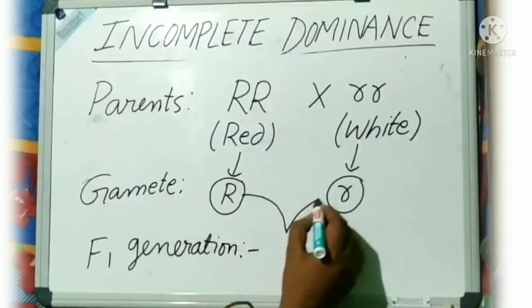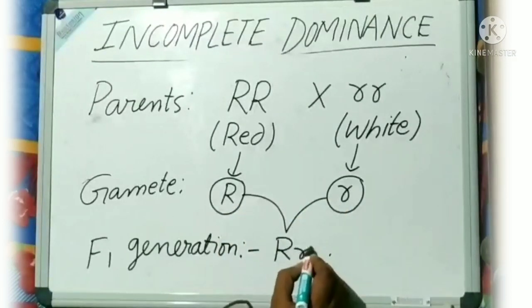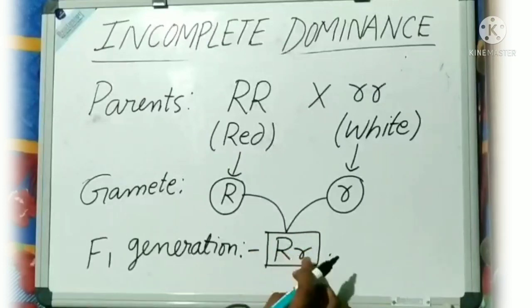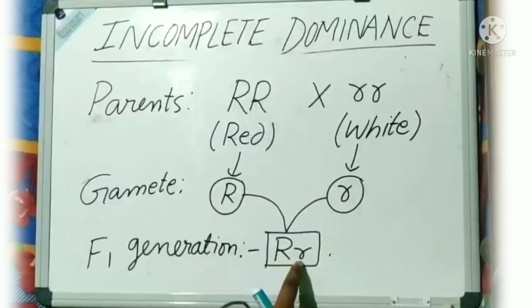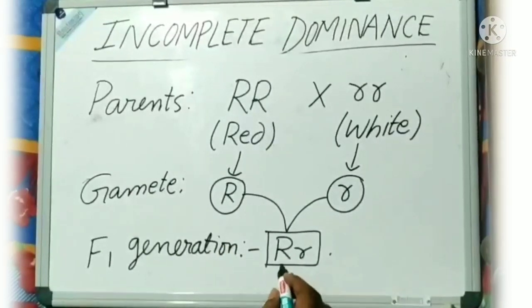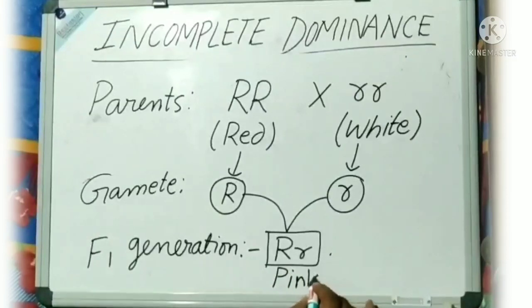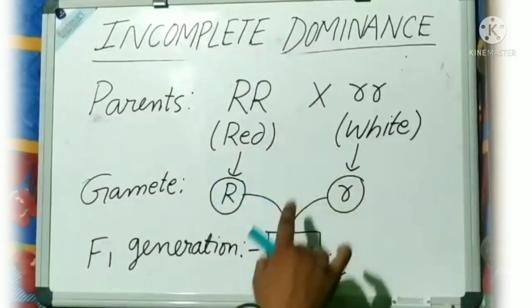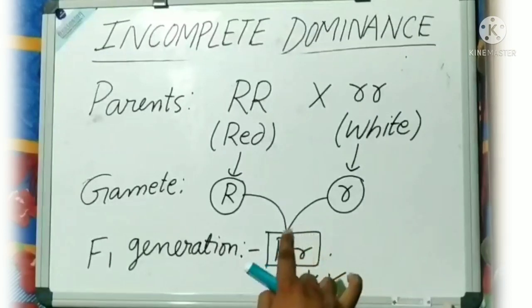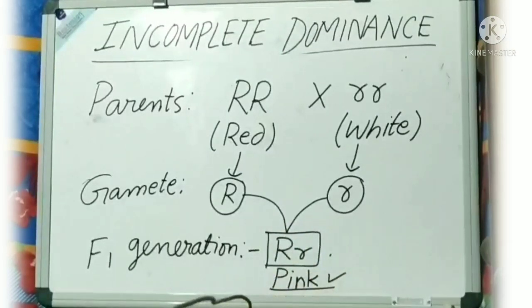So what happens? This is capital R, small r. So this is the heterozygous condition and this is homozygous. It is heterozygous because here two contrasting alleles are present together. So this plant will contain pink flowers. This pink color is intermediate between red and white, and that's why this is called incomplete dominance.